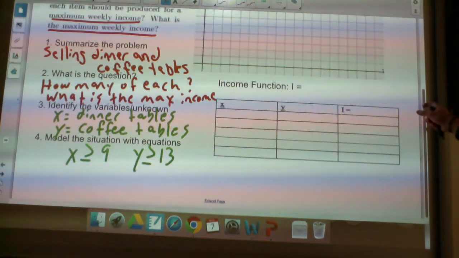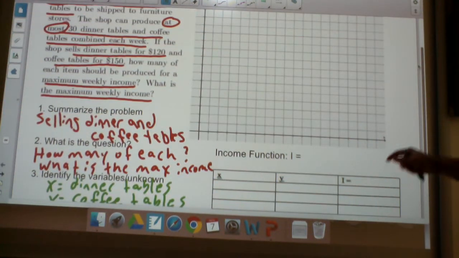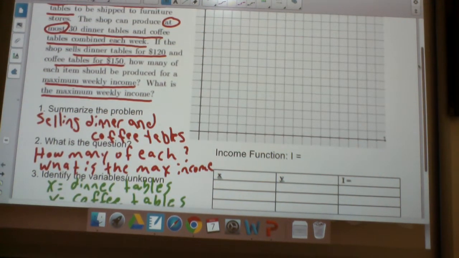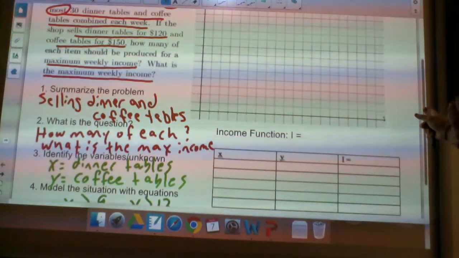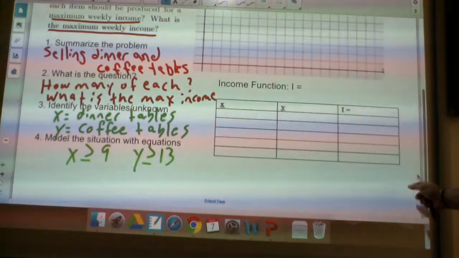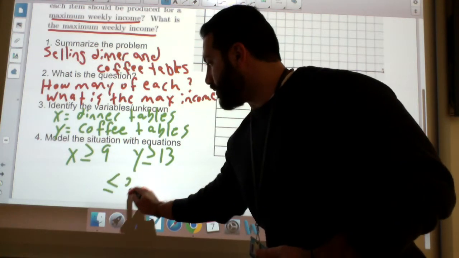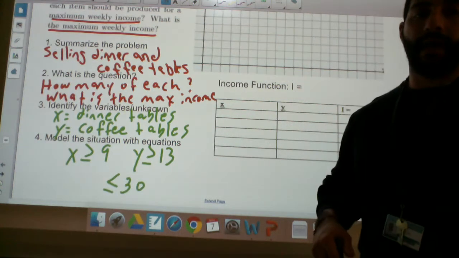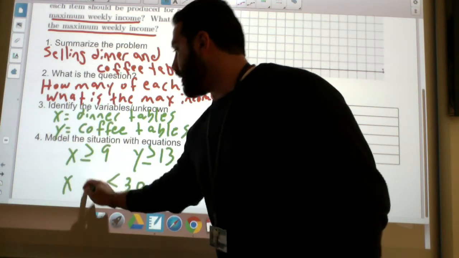There's one more constraint in the problem. If we go back up to the problem and take a look at what we underlined, we can see that the shop can produce at most 30 dinner tables and coffee tables combined each week. That means my dinner tables and my coffee tables, whatever I make, I need to make at most 30 tables. So I cannot make anything more than 30. So it has to be less than or equal to 30. I can't make any more than that. And what am I making? I'm making dinner tables and I'm making coffee tables.